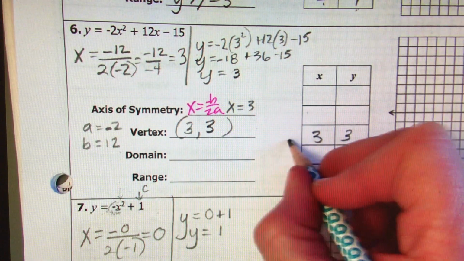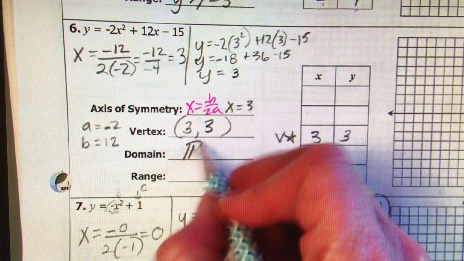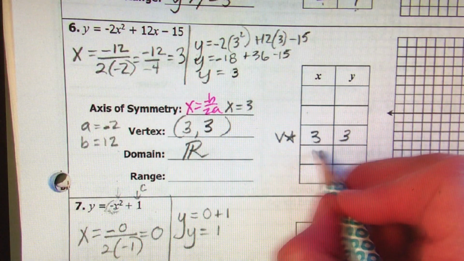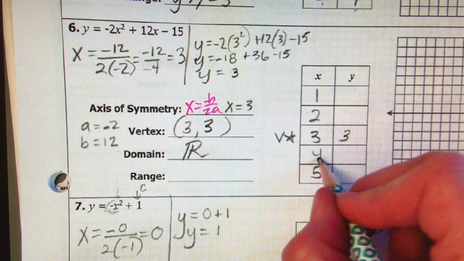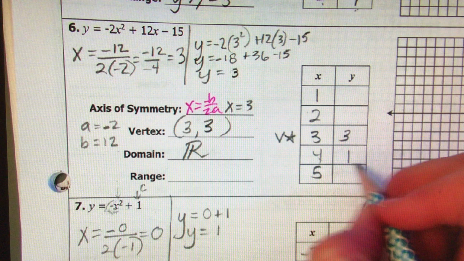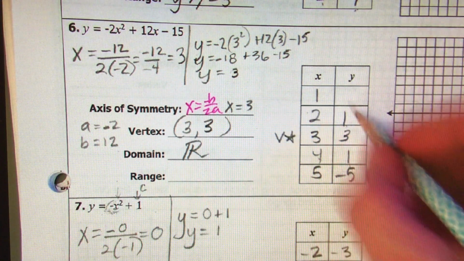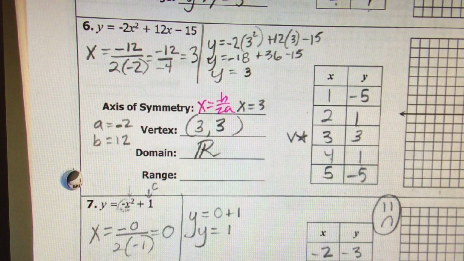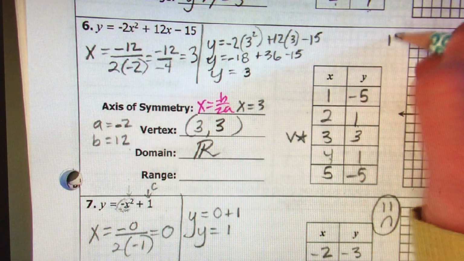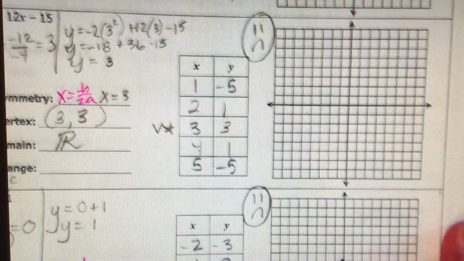Here's my vertex. I can put my axis in if I want, and then I'm going to go up, and I'm going to go down, and I'm going to plug this in. If I plug it in, I'm going to get 1 on the outside. I'm going to get negative 5. Oh, it's going to be a pattern here, and negative 5 here. And now, first of all, what's the nature of this? This is a frowny face. So the parabola is going to go face down. Now let's plot it.